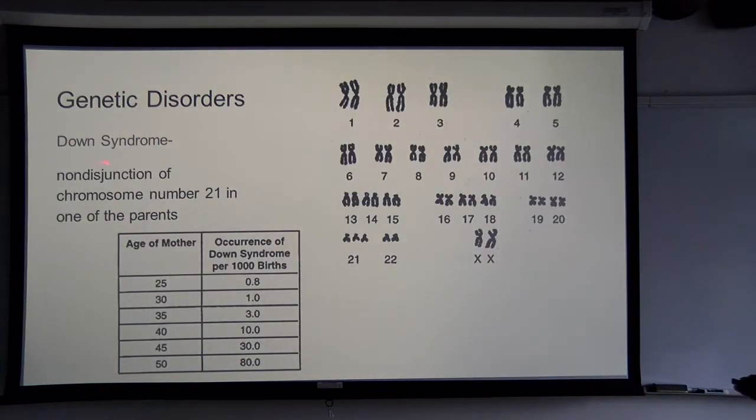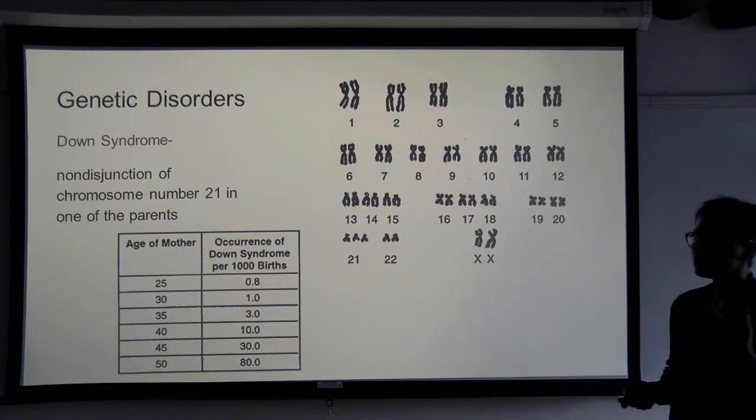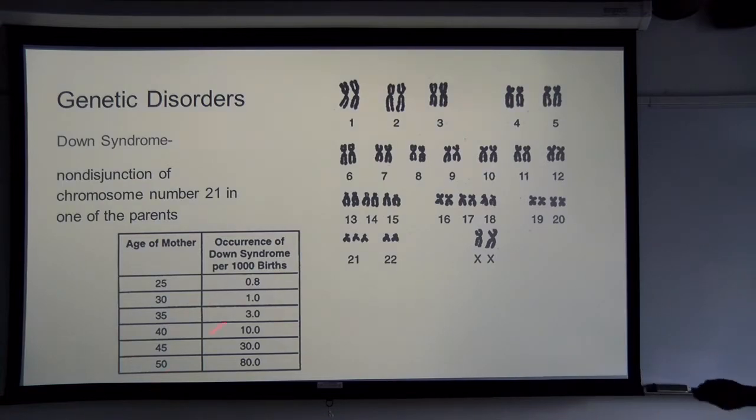Another disorder is Down syndrome, which is referred to as a non-disjunction of chromosome 21 in the parent. Let's go back to this karyotype like I showed you before. If you look at every group, we have 2 sets of chromosomes. But a person with Down syndrome inherits a 3rd chromosome. This is non-disjunction, where in the separation during meiosis, instead of separating equally, they didn't, and one will end up with more chromosomes than the other.